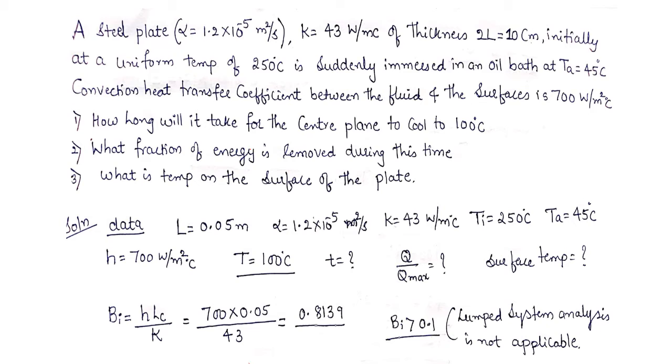So initially the steel plate is at a temperature of 250 degrees centigrade and it is suddenly immersed in an oil bath at a temperature of 45 degrees centigrade. The convection heat transfer coefficient is already given. The thermal conductivity is given. The thickness 2L itself is 10 centimeter. So now let me go for solving the problem.